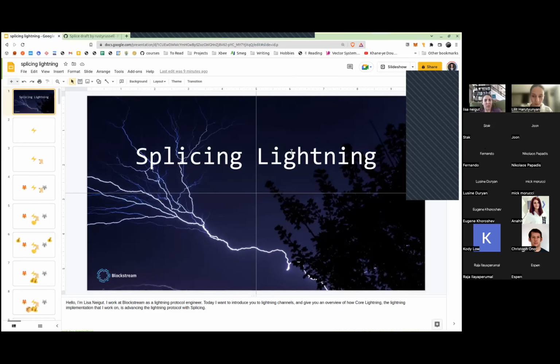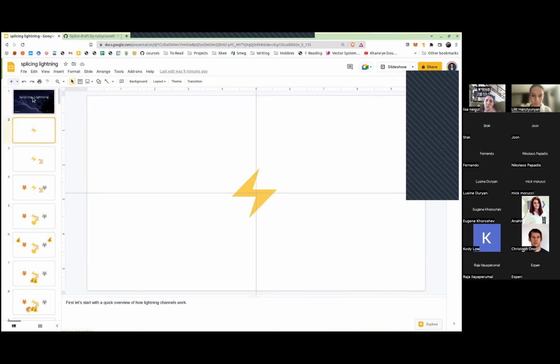Cool. So again, we're talking about splicing. In order to understand splicing, I think it's a good thing to give a quick overview of how Lightning channels work.